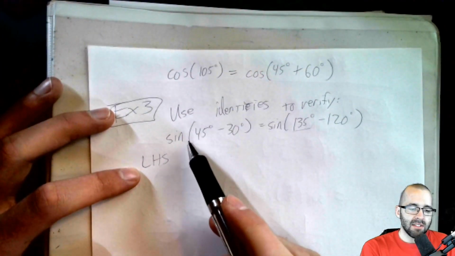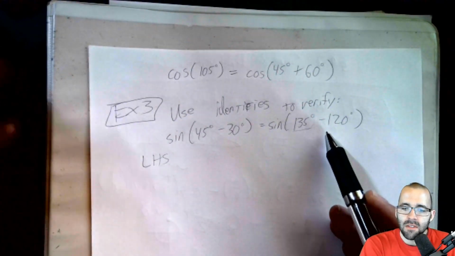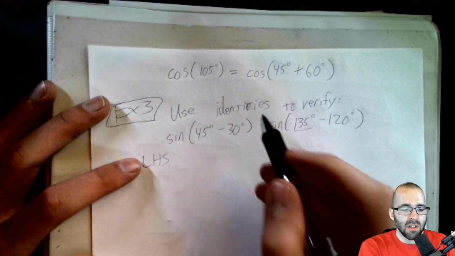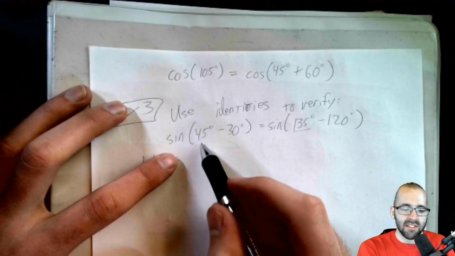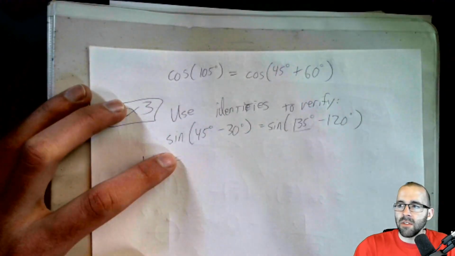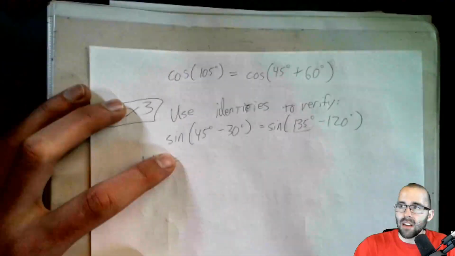So again, this is just saying the sine of 15 degrees equals the sine of 15 degrees. But we're just going to practice using these identities to show this. So left-hand side, sine of 45 degrees minus 30 degrees. So it's subtraction of sine. That means it's going to be the subtraction version of this. Plus or minus means they're going to be the same sign. So because this is subtracted, this is going to be subtracted. Sine of the first, cosine of the second, minus cosine of the first, sine of the second.